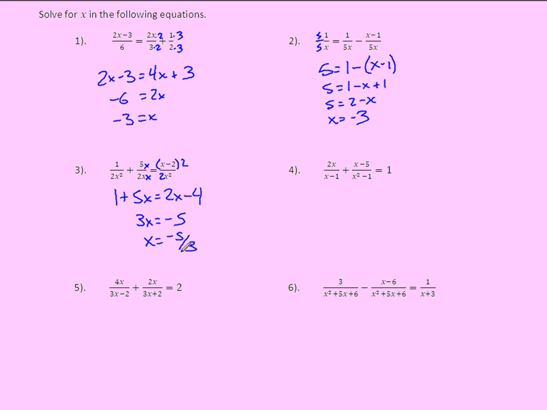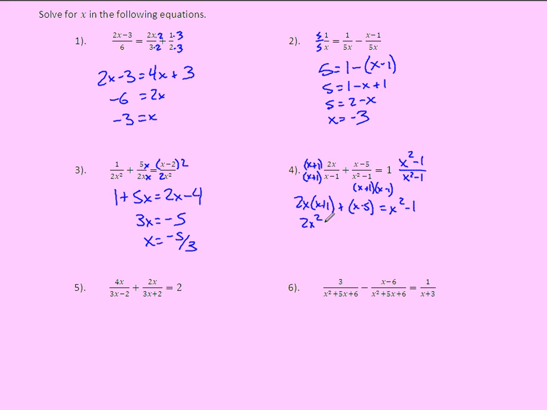For number 4, I already have x squared minus 1. That's factored as x plus 1, x minus 1. So that means I need an extra x plus 1 for this first term. And that means I need to multiply by both for this term over here, x squared minus 1 over x squared minus 1. Now I have my common denominator, so it will be 2x times x plus 1 plus your x minus 5 will equal x squared minus 1.